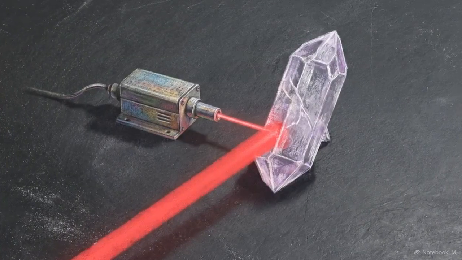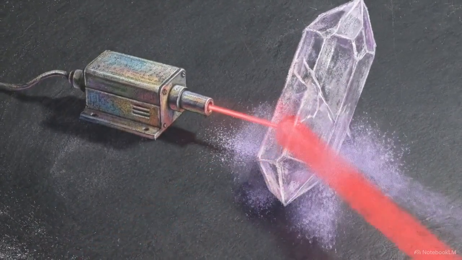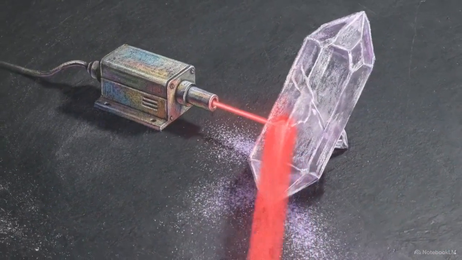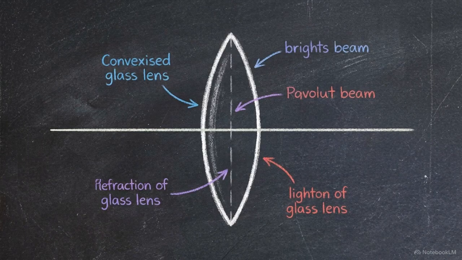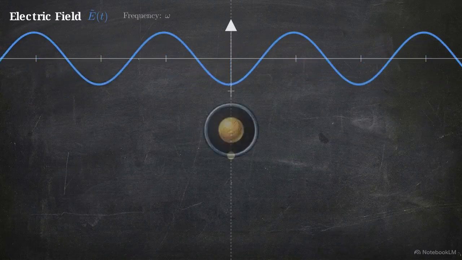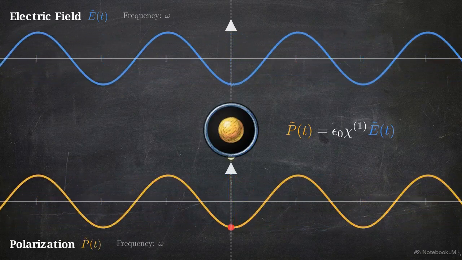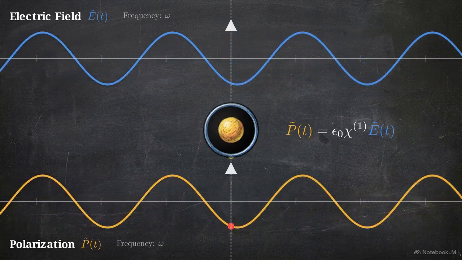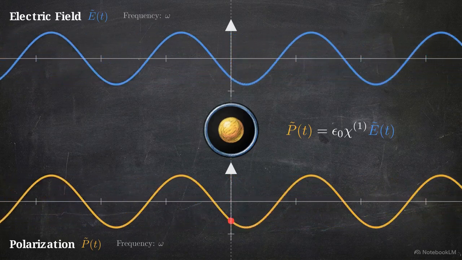In 1961, Peter Franken's team fired an intense red ruby laser through a quartz crystal, which emitted a faint but distinct beam of ultraviolet light. At standard, low light intensities, optical materials behave predictably. In this linear regime, the material's electrons vibrate perfectly in step with the incoming light's electric field. If you sent in a specific frequency of light, the material's polarization oscillates at that exact same frequency.